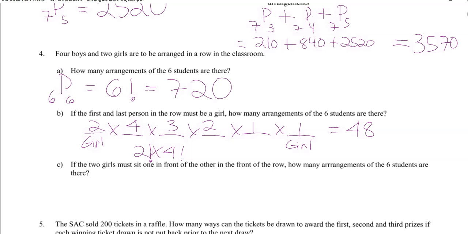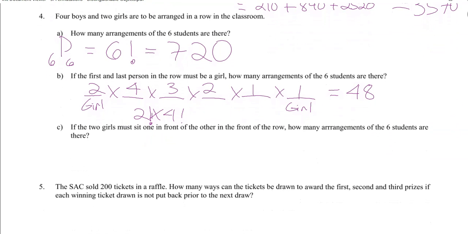What if the 2 girls must sit one in front of the other in the front of the row? How many arrangements of the 6 students are there?